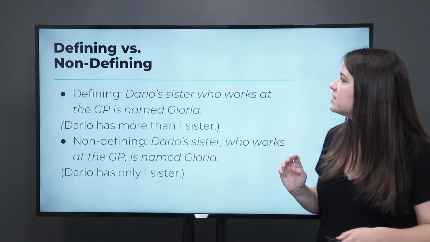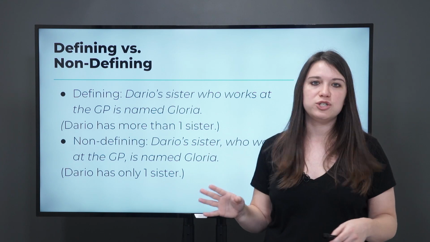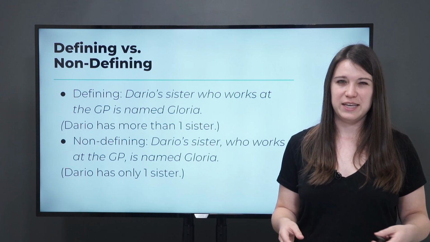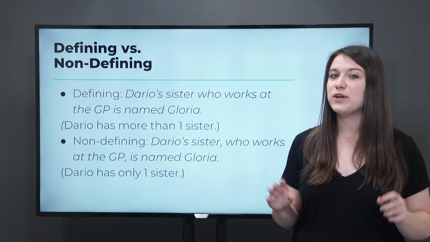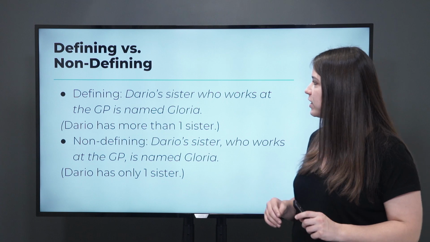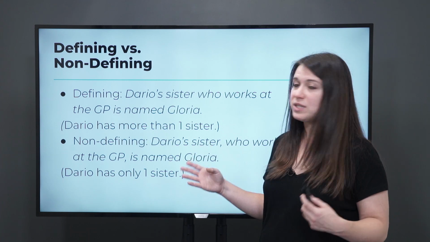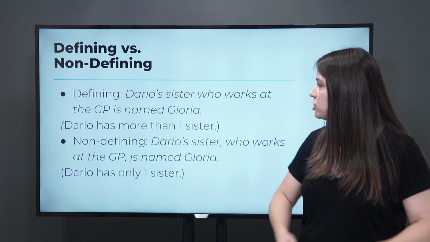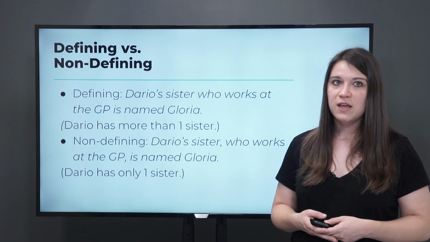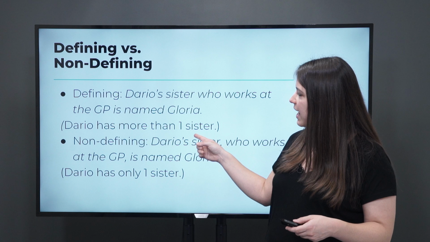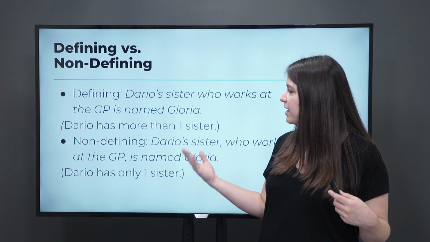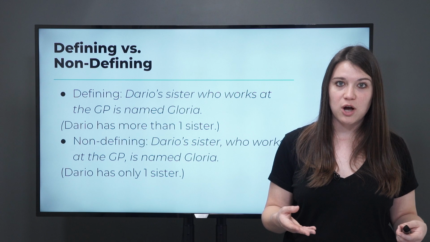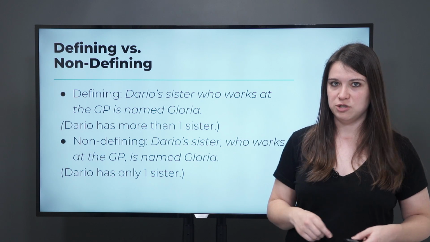All right, let's see a comparison here just to show you the difference between defining and non-defining. Here we have the same sentence, but the clause is used differently. For example, if this sentence were using a defining clause, Dario's sister who works at the GP is named Gloria. Okay, so in this case, we can infer that Dario has more than one sister. So which sister are we talking about?